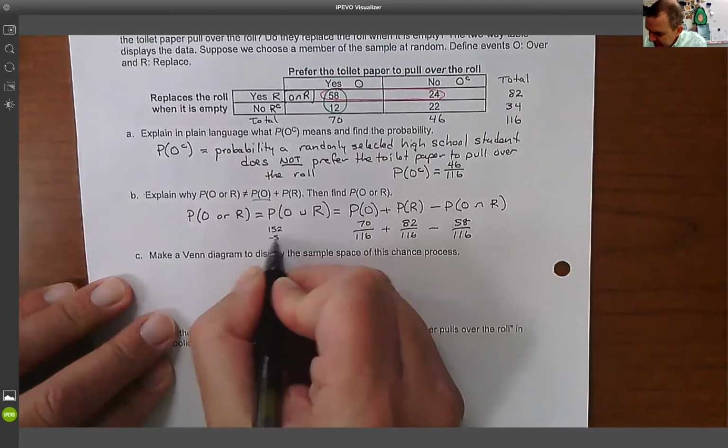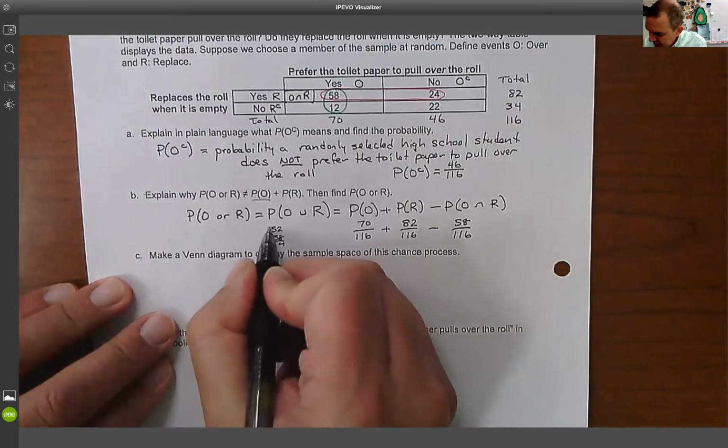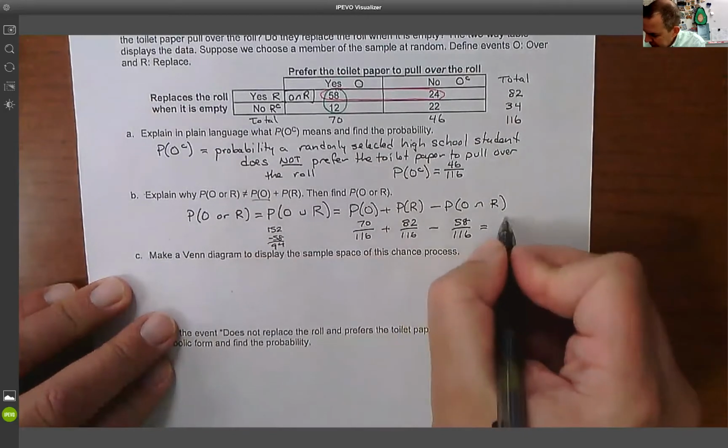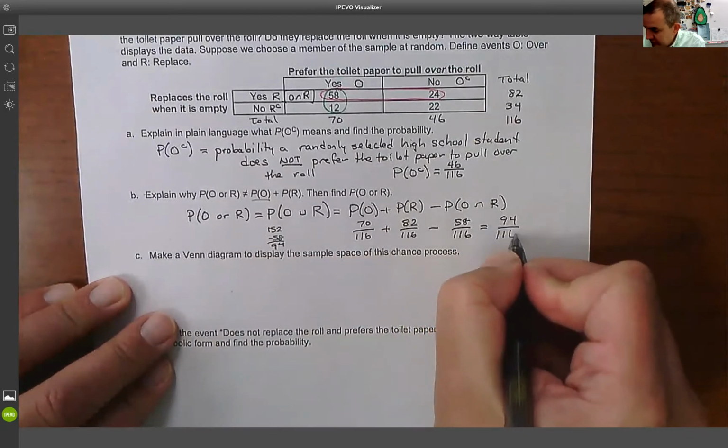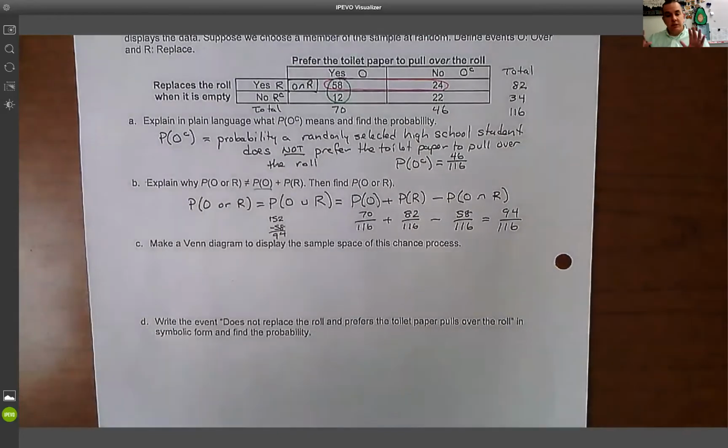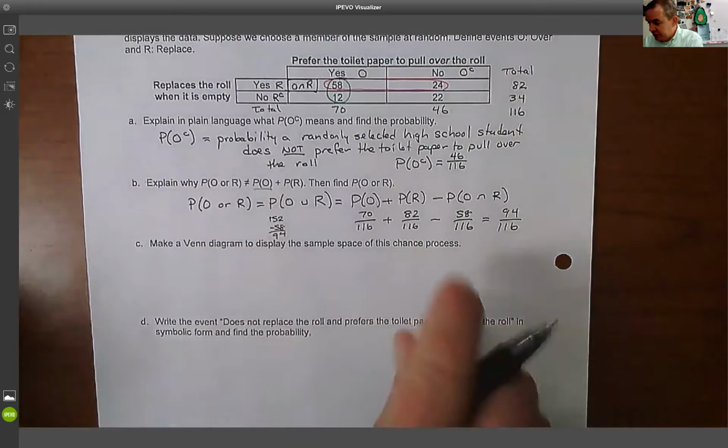152 minus 58. 94. This is going to be equal to 94 out of 116. Don't turn it into a decimal. Don't reduce it. Just leave it alone. Okay, so this is a rule.